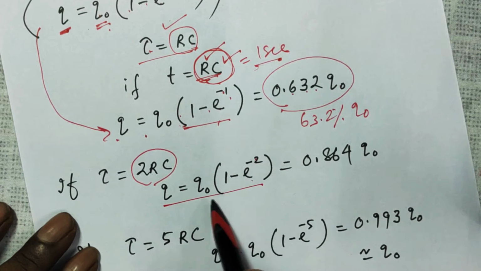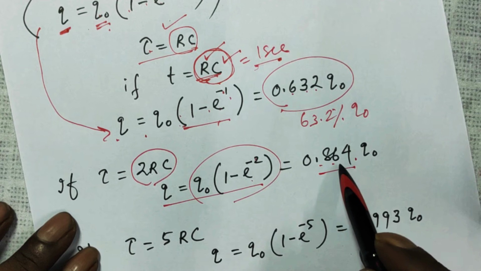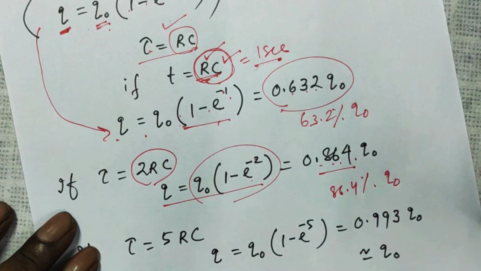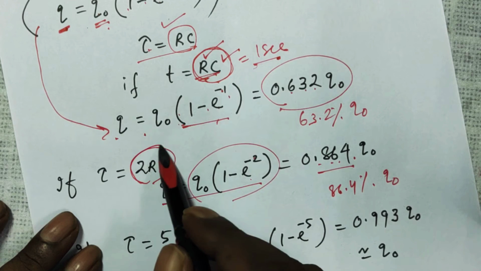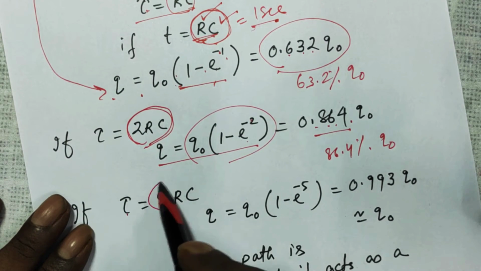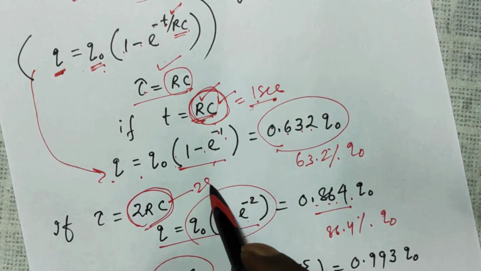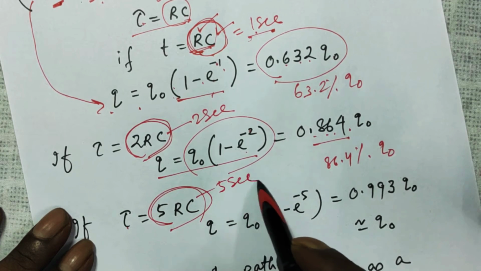Again, if you put this in a calculator, this comes out to be 0.864 Q naught, which means 86.4% of the maximum charge is stored in the capacitor if it is allowed to get charged for this much time. Similarly, if you put tau is equal to 5 RC, if RC is equal to 1 second, then this will be 2 seconds. If 1 second, then this will be 5 seconds.